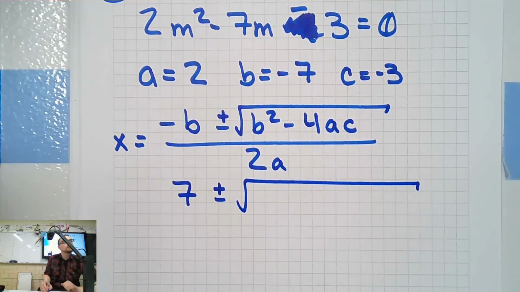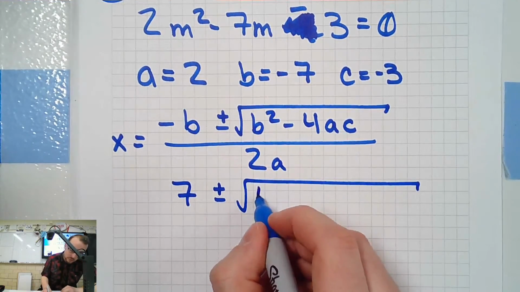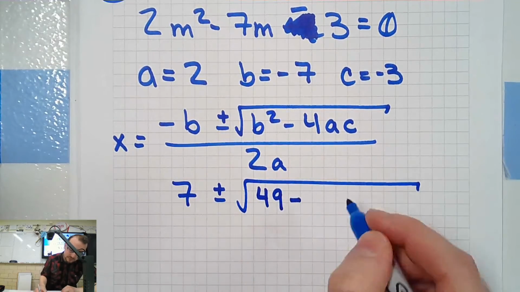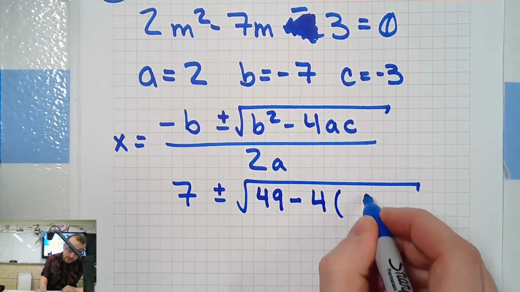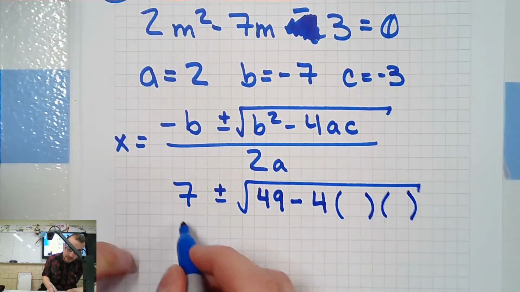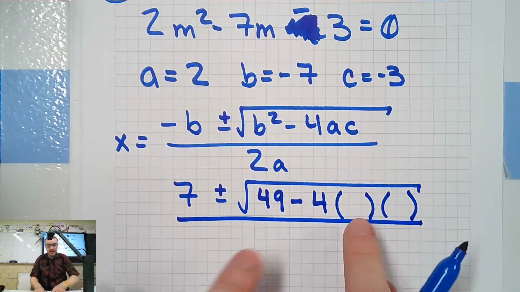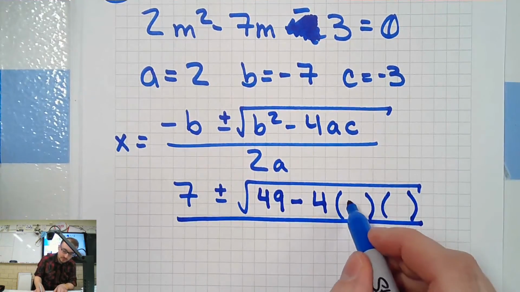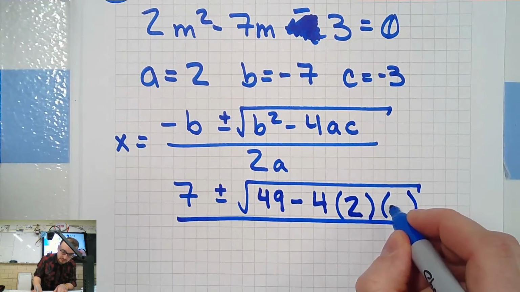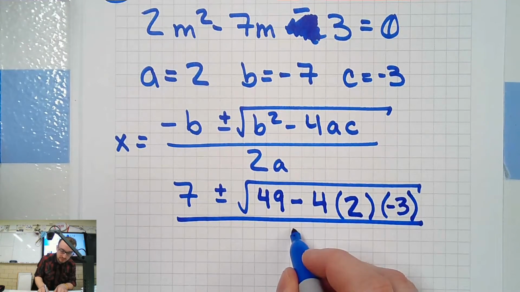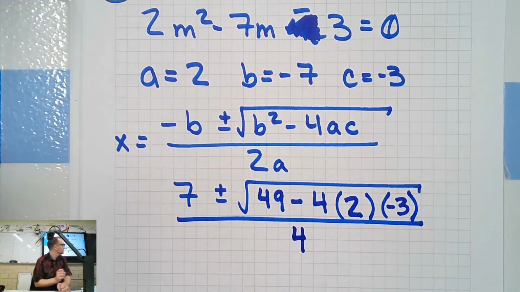What's B squared? 49. What's A? 2. And C is? Negative 3. Double A will be 4.